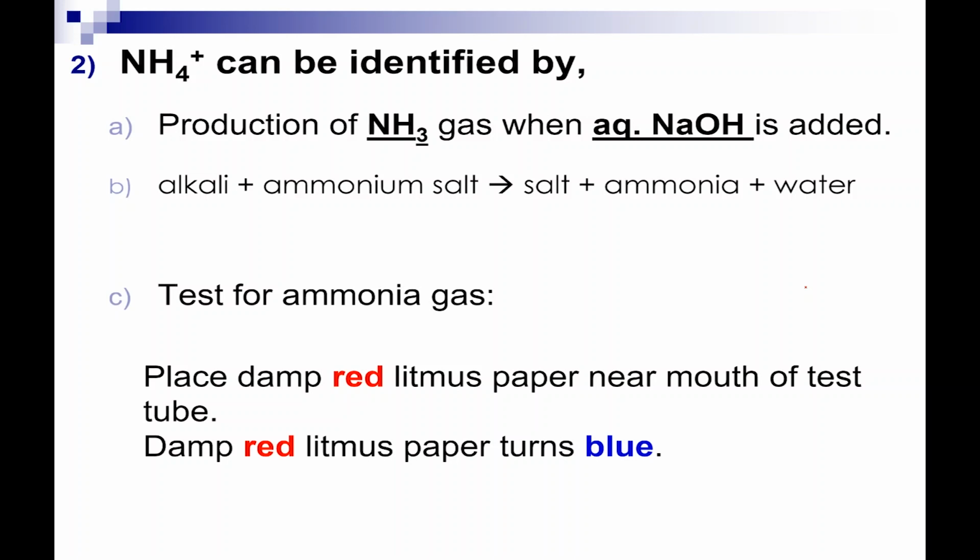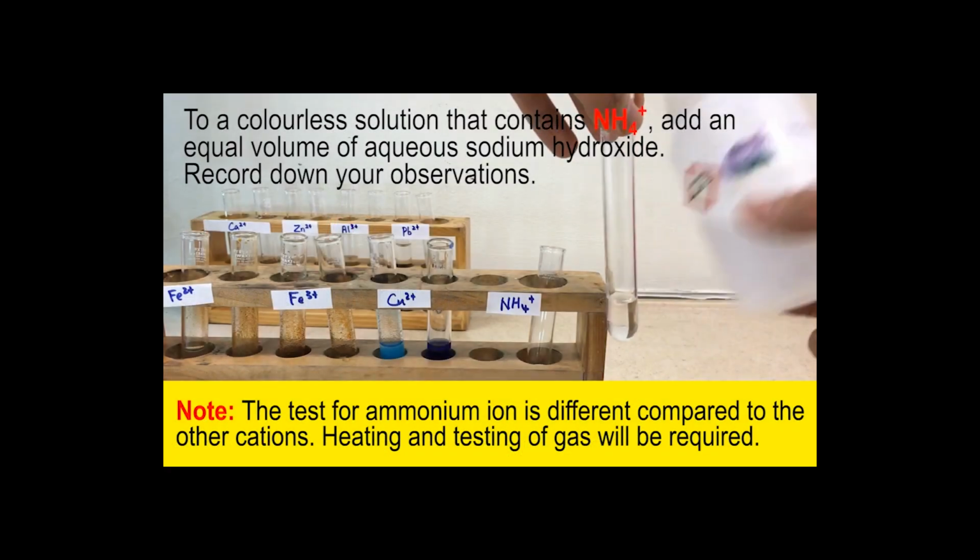Can you recall the acronym ASSAW? When an alkali, for example sodium hydroxide, is added to an ammonium salt, ammonia gas is produced as one of the products. We need to test for the ammonia gas produced by placing a damp red litmus paper near the mouth of the test tube. The red litmus paper will turn blue in presence of the ammonia gas.